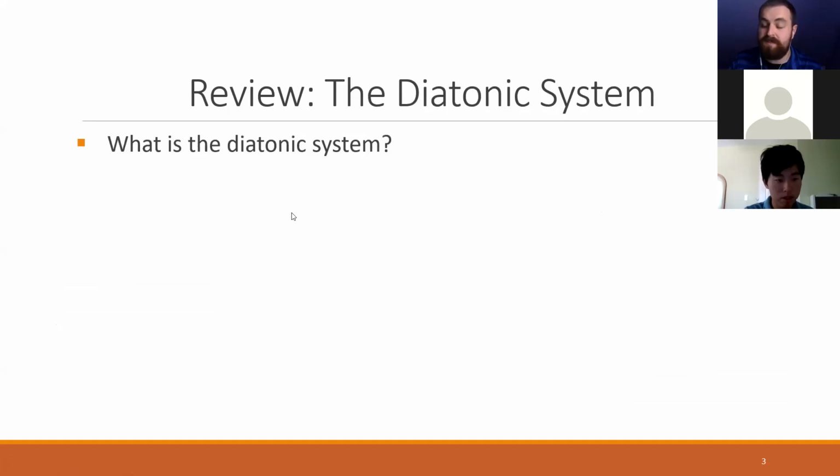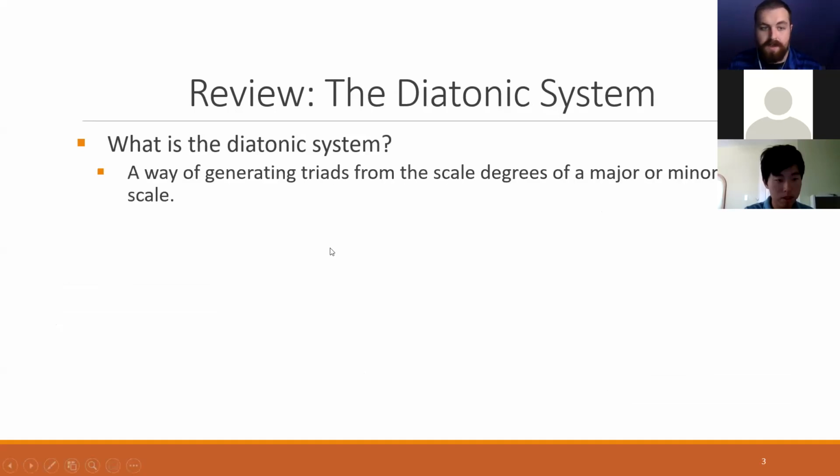So we talked about this briefly on Monday, and it came up just a little bit yesterday, but let's go ahead and review. So what is the diatonic system? The diatonic system is essentially a way of generating triads from the scale degrees of a major or minor scale. There are 7 unique notes in a major or a minor scale. Dia is 7, tonic is tones, 7 tones, diatonic. That is why we call it the diatonic system.